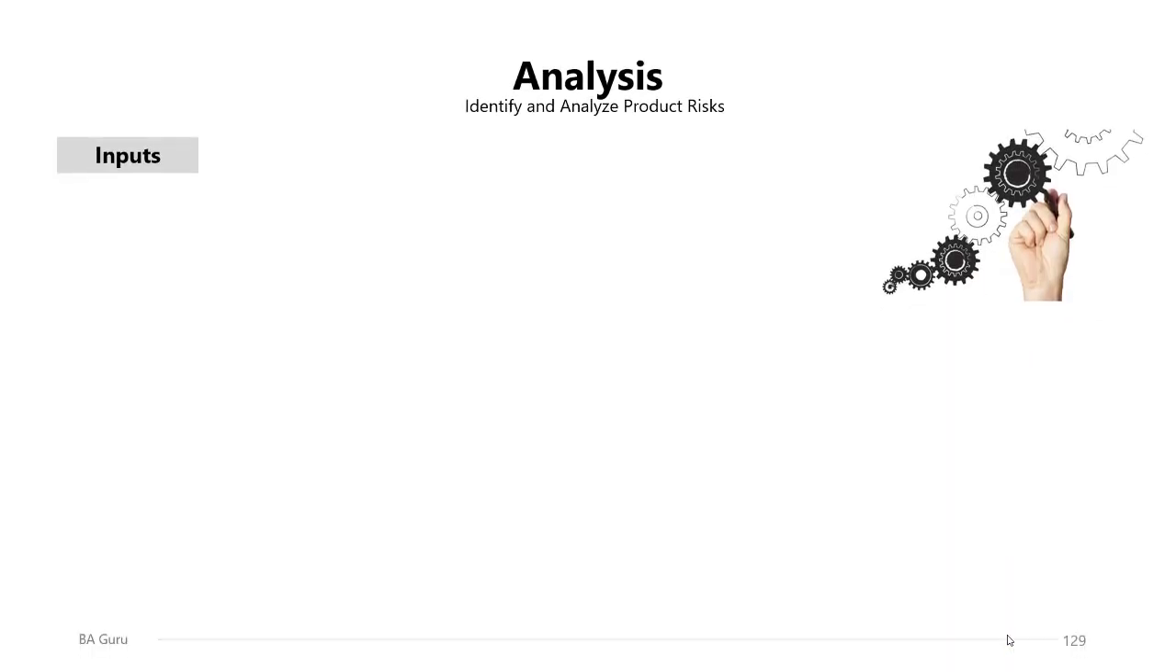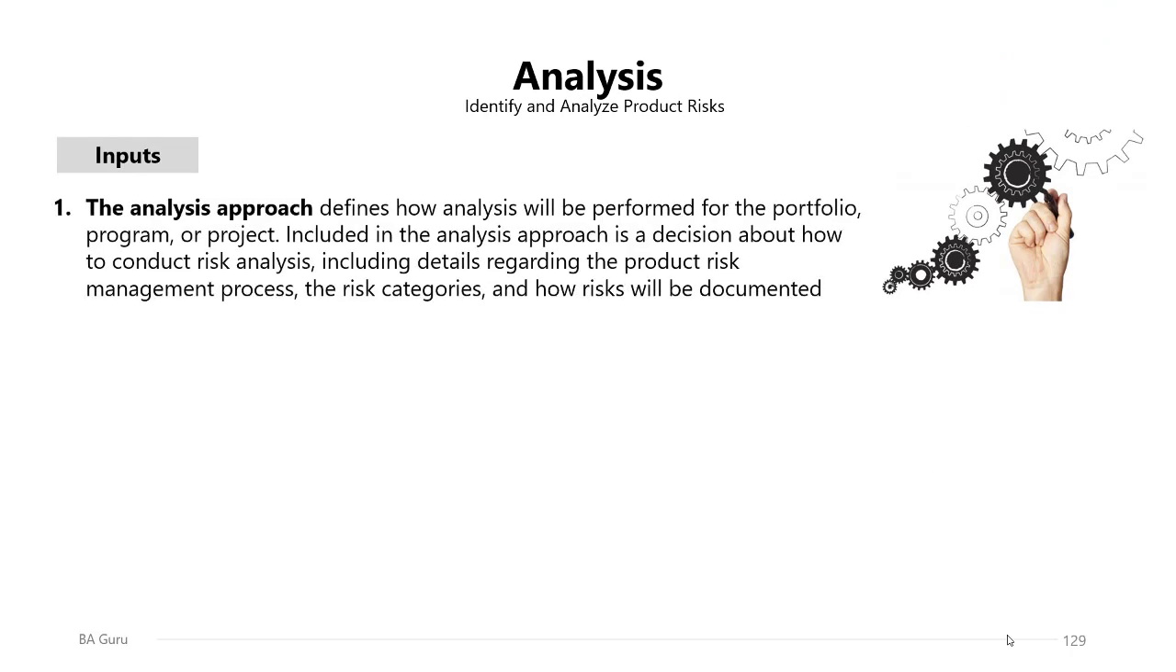Now, what are the inputs we will need to have before we kick off the identify and analyze product risks process? We have 5 inputs, starting with the analysis approach, which defines how analysis will be performed for the portfolio, program, or project. Included in the analysis approach is a decision about how to conduct risk analysis, including details regarding the product risk management process, the risk categories, and how risks will be documented.